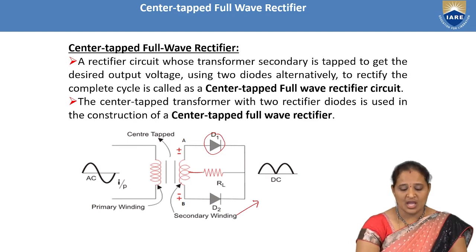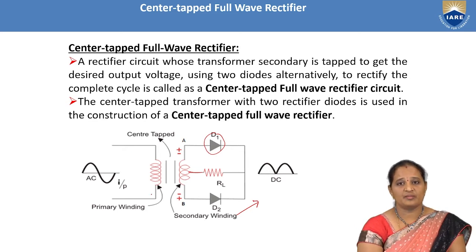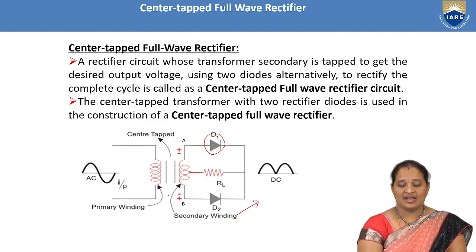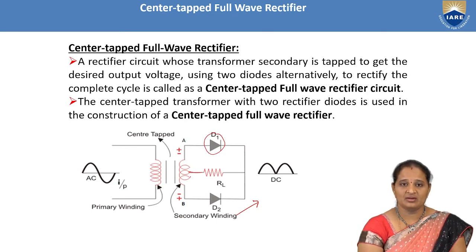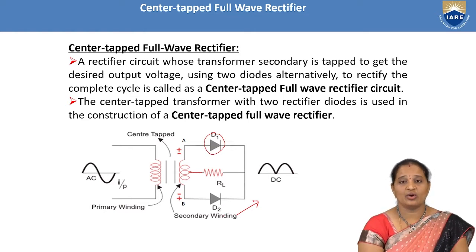So this is a center tap full wave rectifier. This is a transformer, primary winding and secondary winding. The type of transformer used here is a step down transformer, and this secondary winding is provided with a tapping in the center, that is center tap, and two diodes are connected here, one in the upper half which is D1 and the other one in the lower half of the secondary winding, that is D2, and a load resistor is connected to the two cathodes of the diodes.